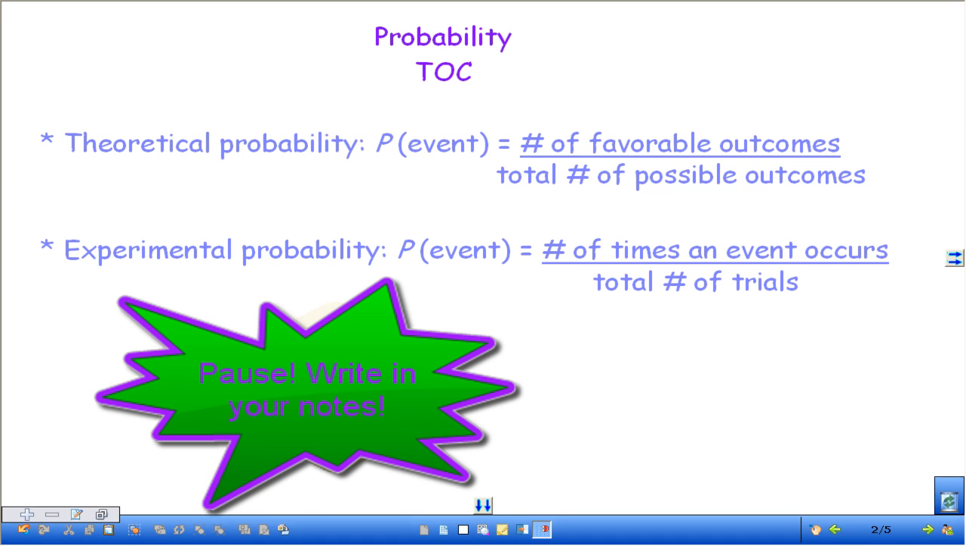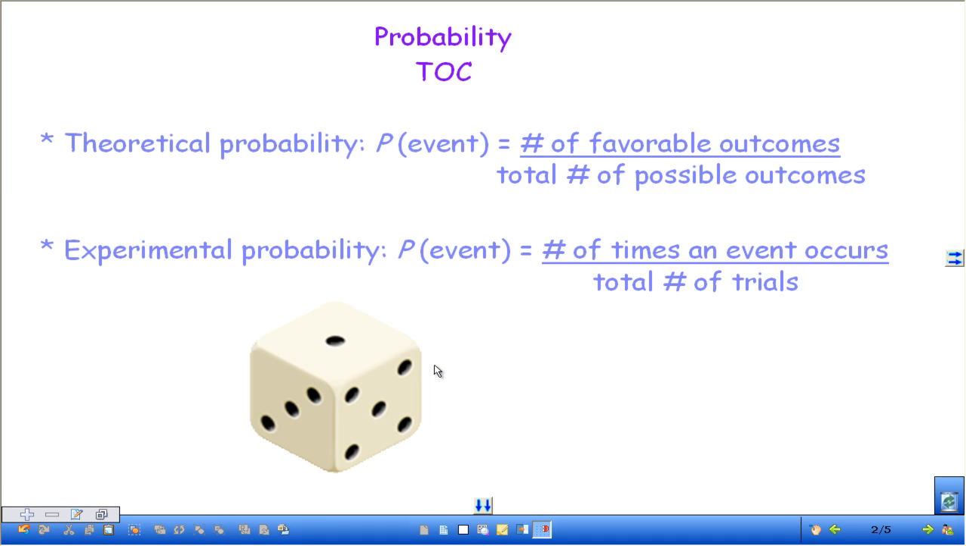Alright, so there are two different types of probability. There's theoretical probability and there's experimental probability. You need to know both of them. For theoretical probability, whenever you see an uppercase italicized P like this, that means I'm asking you to find the probability of something. You're always going to see it next to a set of parentheses, and there's going to be something inside the parentheses.